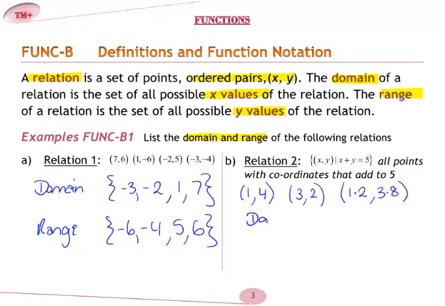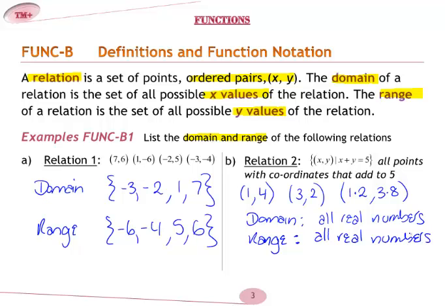So when I look at my domain, I say that it can be all real numbers, thinking back to the number system that you would have covered in Transition Maths 1. And your range, again, can be anything. So again, it's all real numbers. We could basically pick any two numbers. Once we know our x, we could pick any number y that makes it such that x + y = 5. So it can be anything.